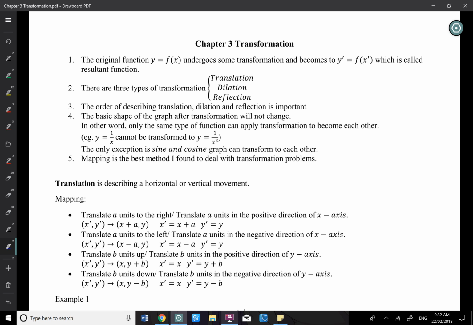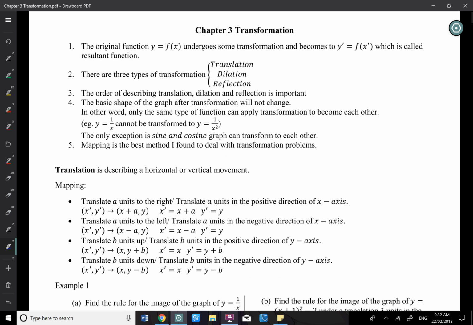So the original function is called y equals f(x). Well, f(x) can be anything. f(x) can be x squared, can be x cubed, can be square root x. It undergoes some transformation and becomes y dash equals f(x) dash. So y dash and x dash are used to describe the new function. The dash means new, which is called the resultant function. So as a result of the transformation, we have this function here.